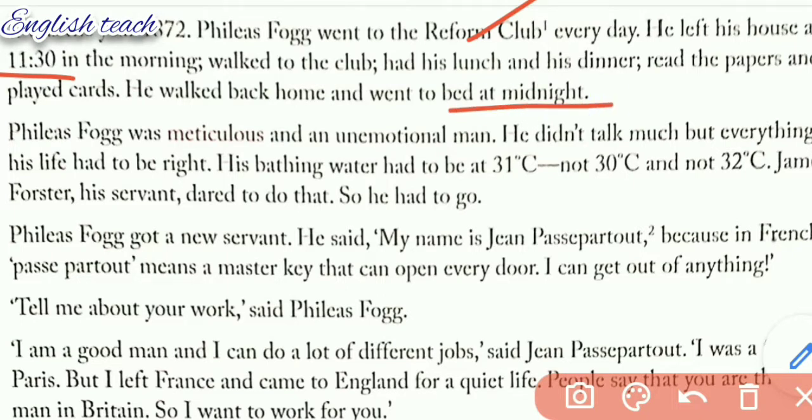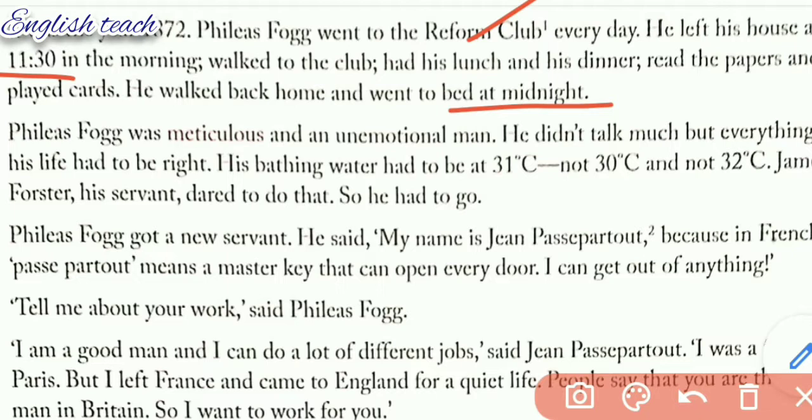Actually, the hero of this story, Phileas Fogg, is a very perfect man. He wants to be perfect. He goes to the Reform Club at 11:30 a.m., and he reads, plays and has lunch, everything in this club, and he comes back home at midnight and goes to bed. This is the regular routine of Phileas Fogg.